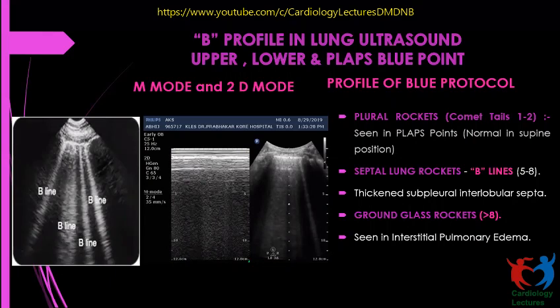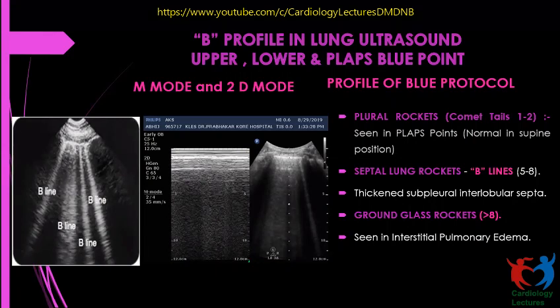So A lines in the lung, which are reverberation artifacts of the pleural line, are abolished. And what takes over are rocket-like or comet-like things which arise from the pleural surface and go deeper into the lung fields radially. So that is a B profile of the lung ultrasound. They are usually called lung rockets or pleural rockets or comet tails.